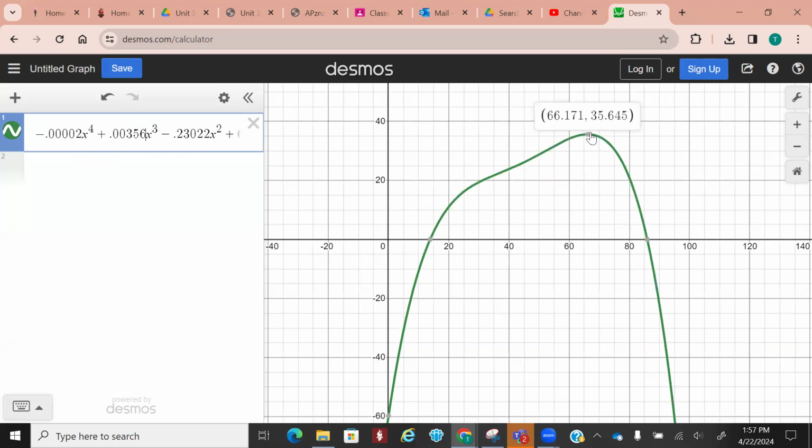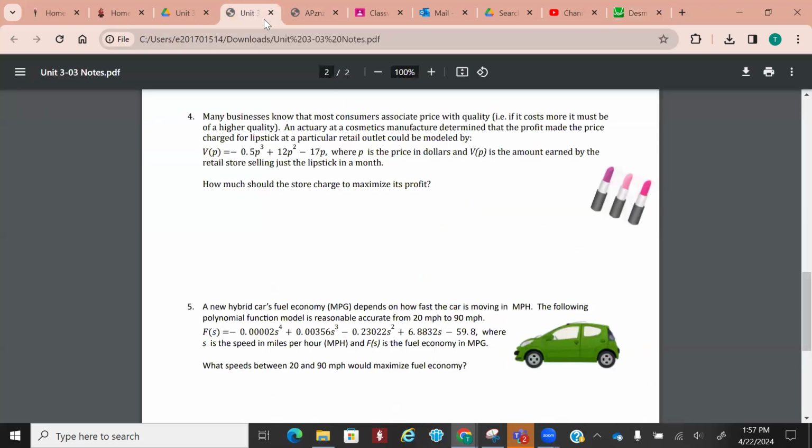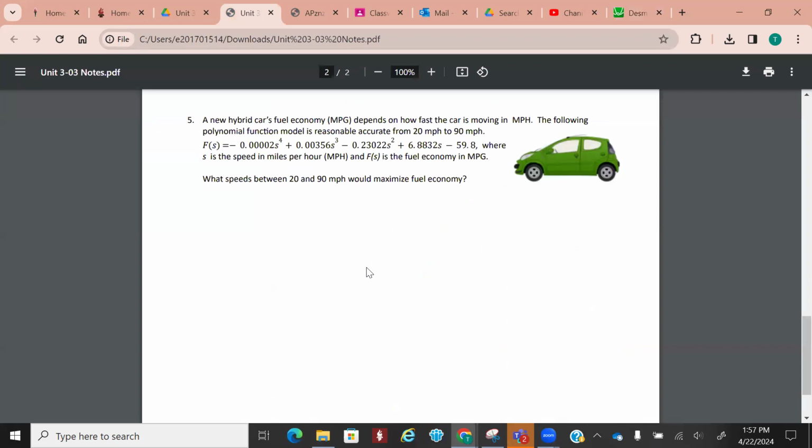There we go. So it's going to be roughly 66.17. Okay. So again, you're looking for the maximum amount after you type it in the calculator. So 66.17. You always want to round to about 2 decimal places just to make it a little bit easier. And that's it.